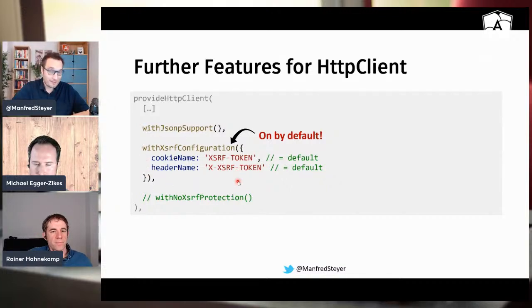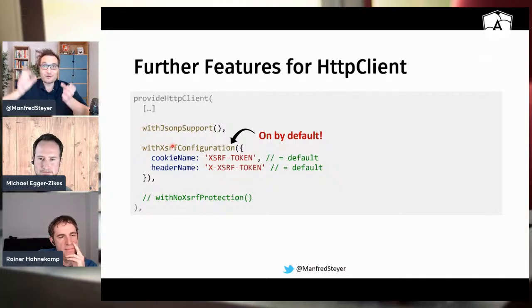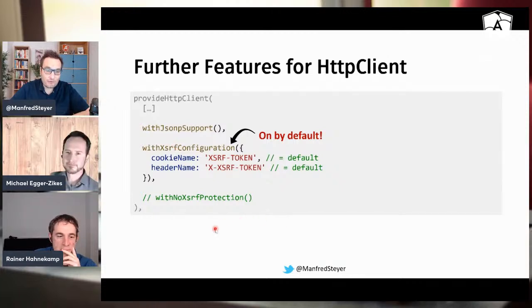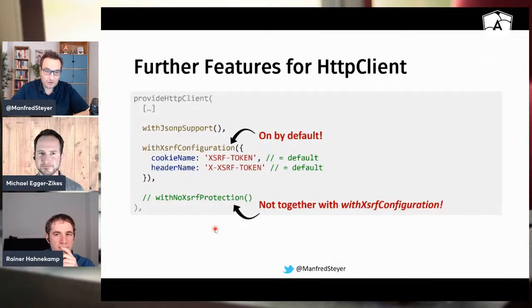By the way, if you look into the source code of how this feature is implemented, it is just another chain in our chain of responsibility that is made up by our interceptors. It's just another interceptor, an XSRF interceptor or something like this. If you want to turn off your XSRF protection, then you can go with this function.